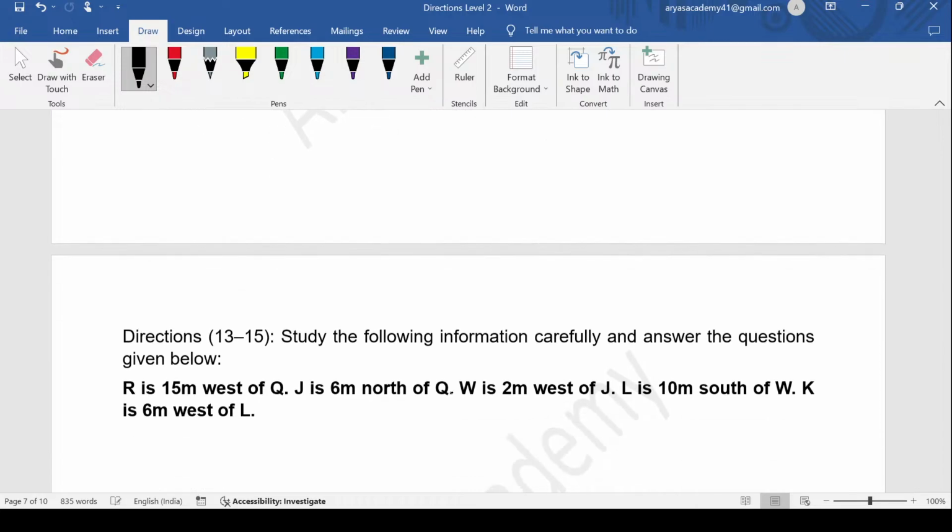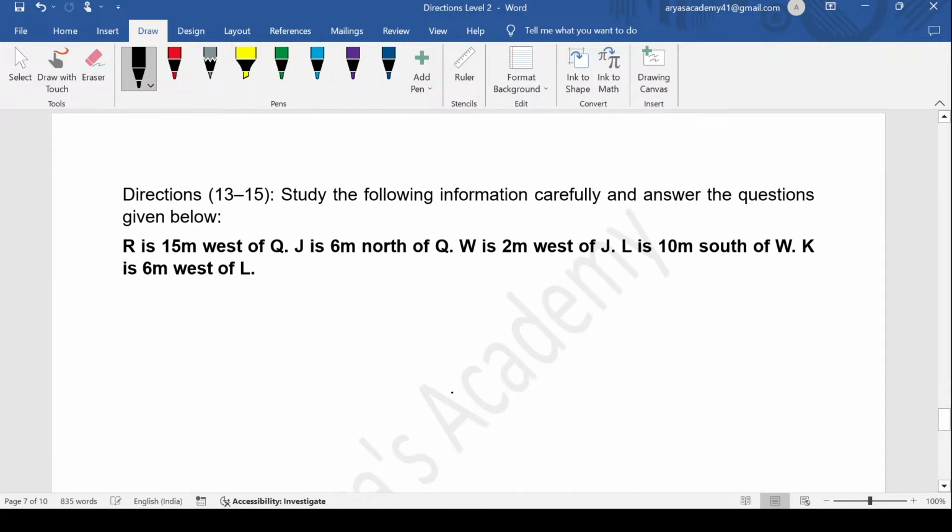Yeah. Fine. Now I'm moving to the last set, which is 13, 14, and 15, and this is the last set for today. We will solve this and we will stop here.